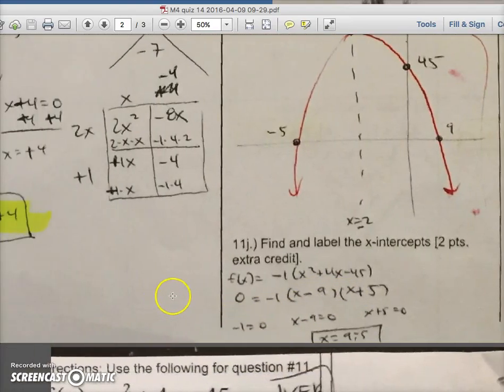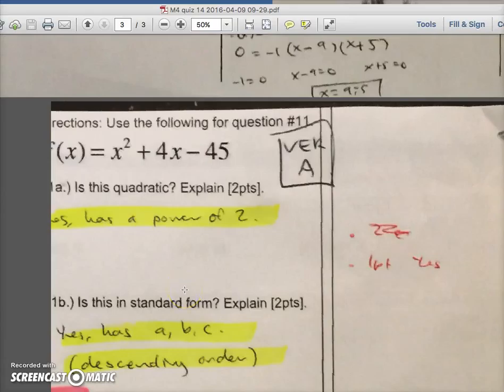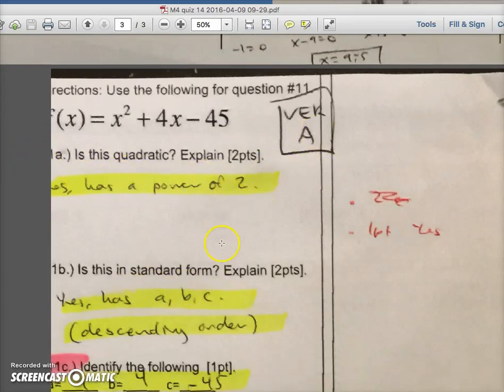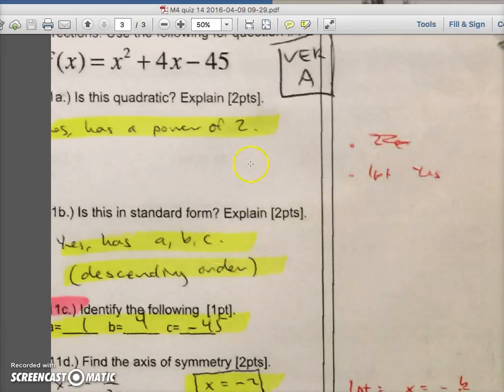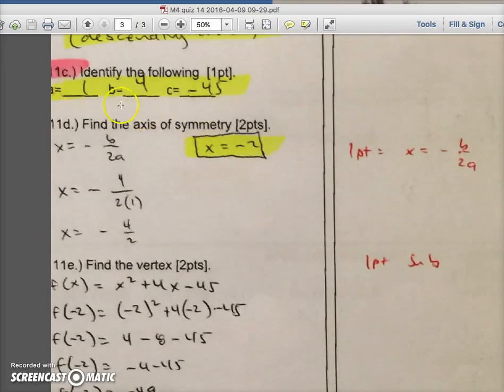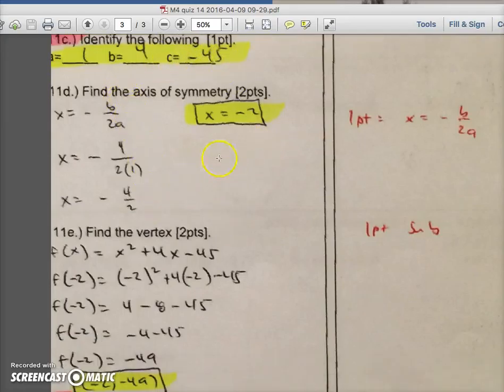So version A is very similar. The only difference is I changed the signs. So this is version A, is a quadratic. Same thing as above for A and B. Remember, you only got 1 point if you said yes, but maybe your explanation is wrong. Remember, I use an X. Identifying the following: A is +1, B is 4, C is -45. In this case, your axis of symmetry is also -2.